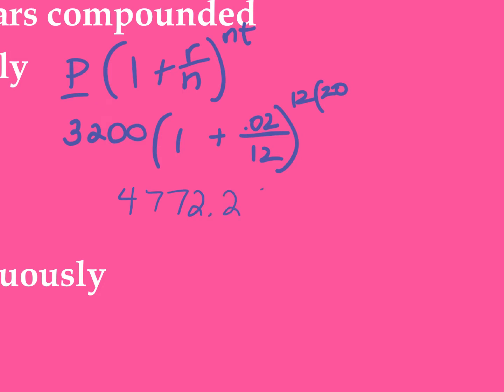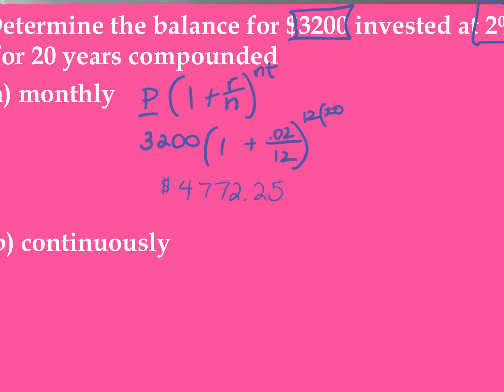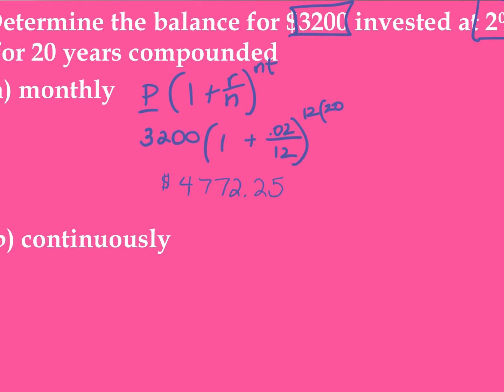$4,772, and this is money, so we're going to round to the hundredth, 25 cents. So the percent wasn't very high, but it was in there for 20 years. So there should be a bigger jump in the price. We went from 3,200 to 47, almost 48.